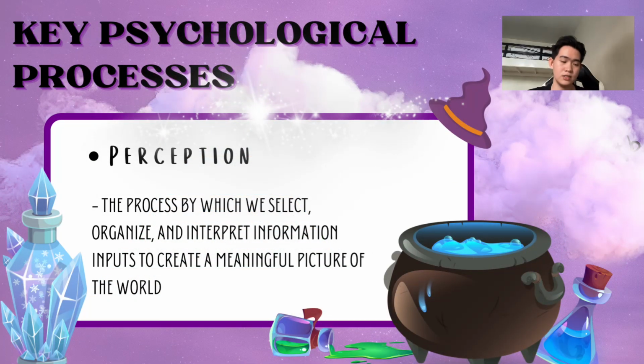So for the key process, perception: the process by which we select, organize, and interpret information inputs to create a meaningful picture of the world, which is how people understand and make sense of the things around them. Everyone sees the world differently based on their experience, thoughts, and beliefs. This affects how people make decisions, react to situations, and understand others. Because perception is personal, two people can look at the same thing but see it in different ways.